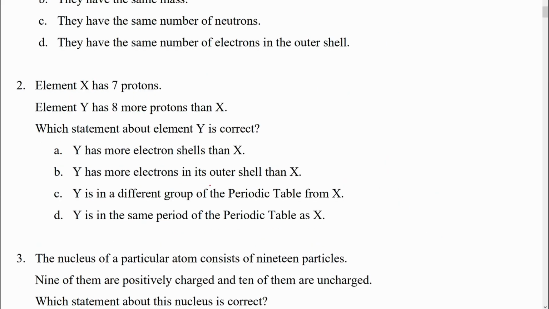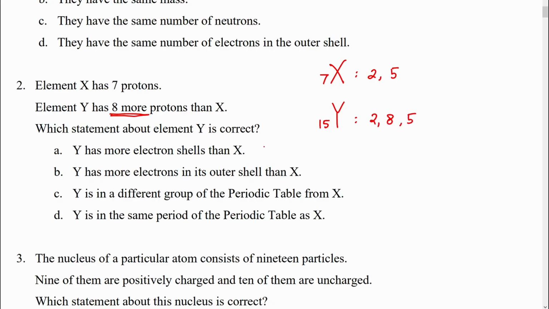Question 2. Element X has 7 protons. Element Y has 8 more protons than X. Which statement about element Y is correct? So the clue here is 8 more protons. That means X has 7 protons while Y has 8 plus 7, because it has 8 more protons than element X, right? So 8 more than 7 is 15.